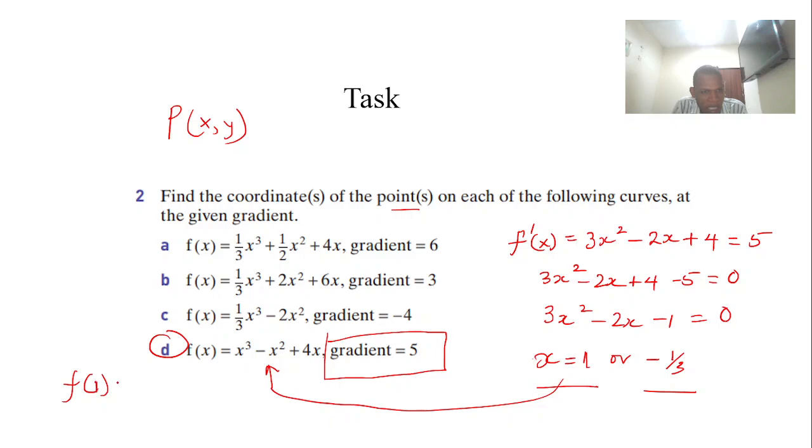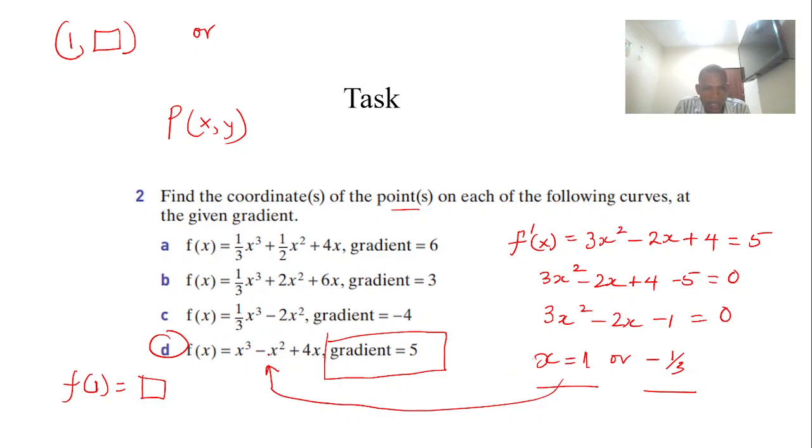Now f of 1 gives you the value of y. The first point is going to be x is 1, comma, box, value of y. All right. So what you get here, f of 1, is what comes here. So the value of y when x is 1 is what you're going to write here. Okay. So I need you to complete it.